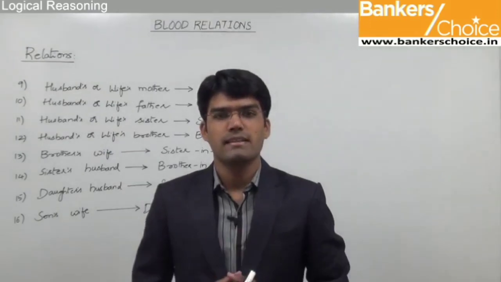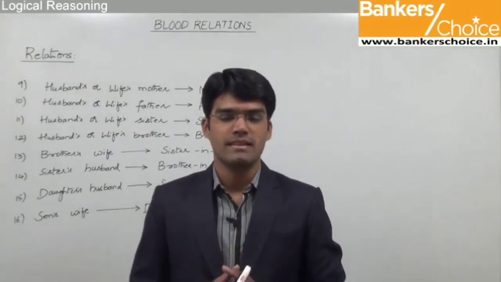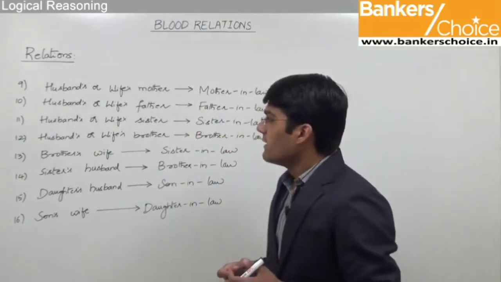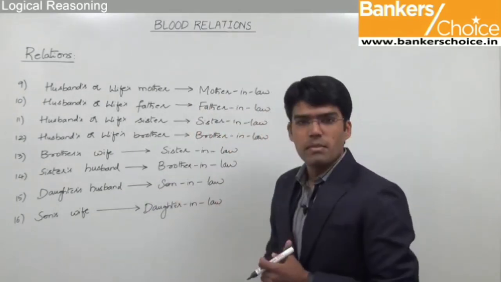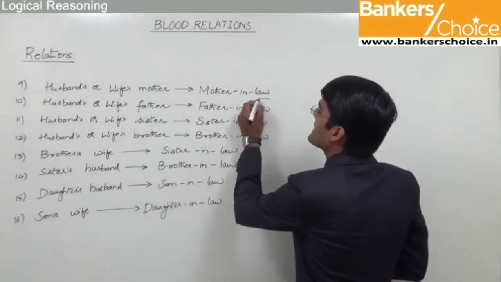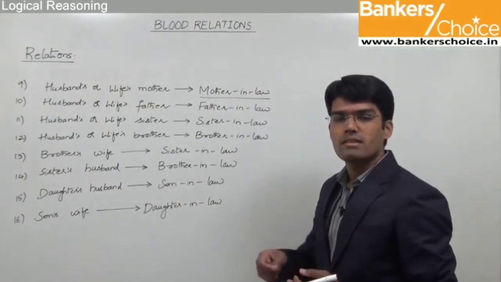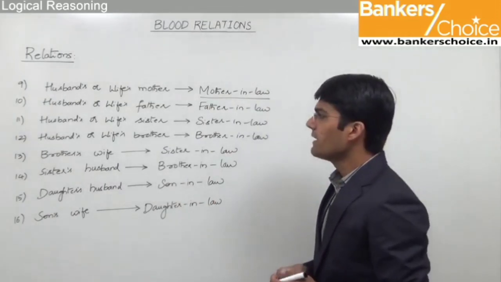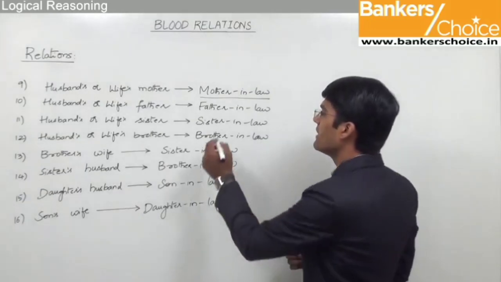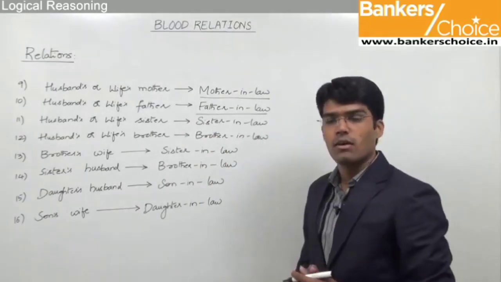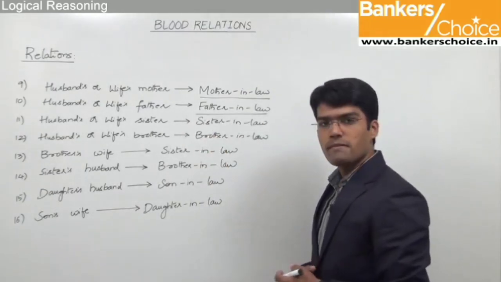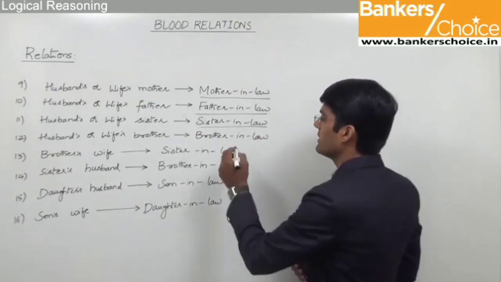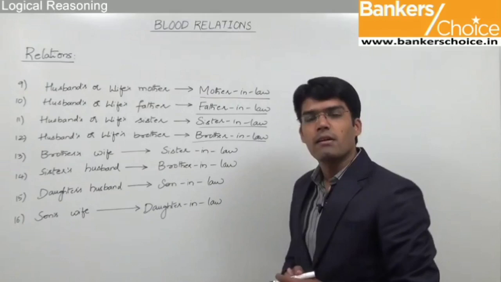Let us now understand the next set of important relations, that is relations in law. Husband's or wife's mother is referred to as mother-in-law. So one's spouse's mother can always be referred to as mother-in-law. Similarly, husband's or wife's father is called father-in-law. Husband's or wife's sister is sister-in-law, and husband's or wife's brother is referred to as brother-in-law.